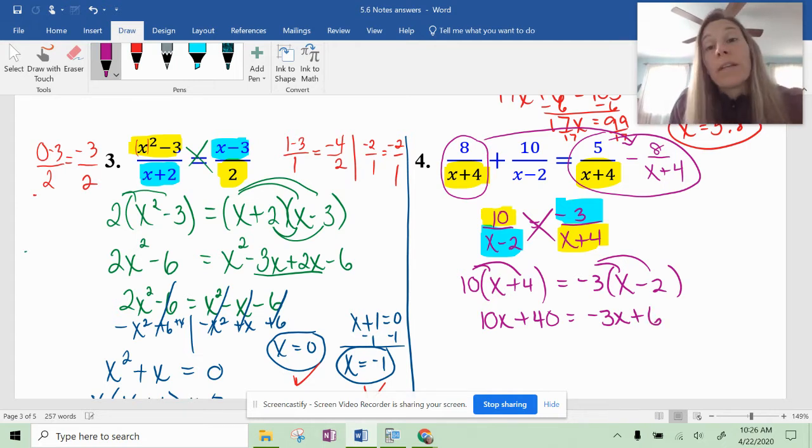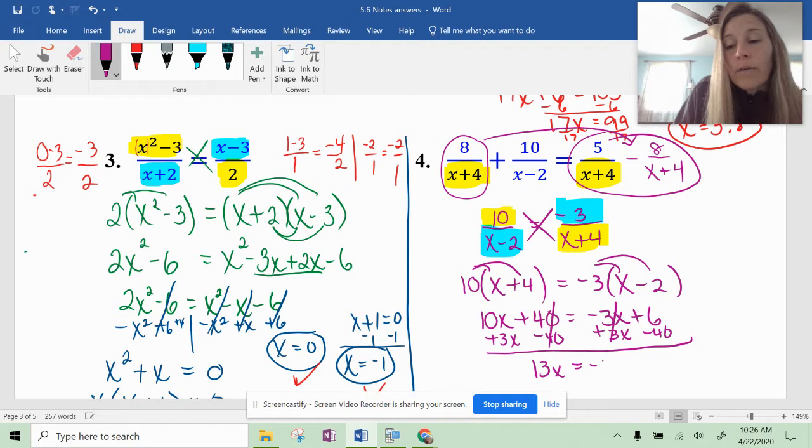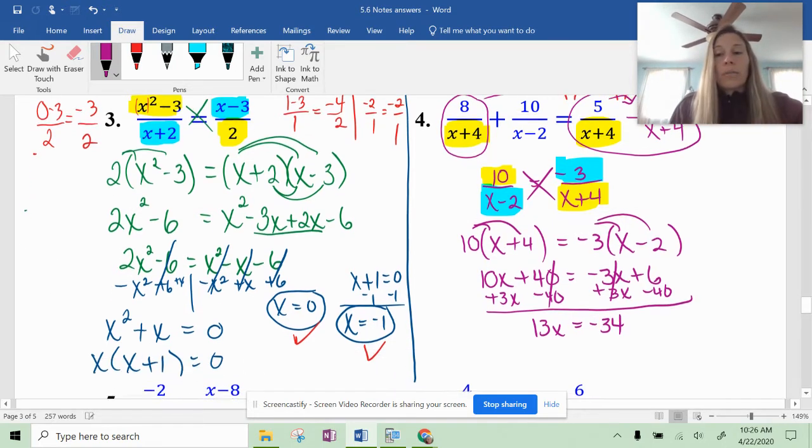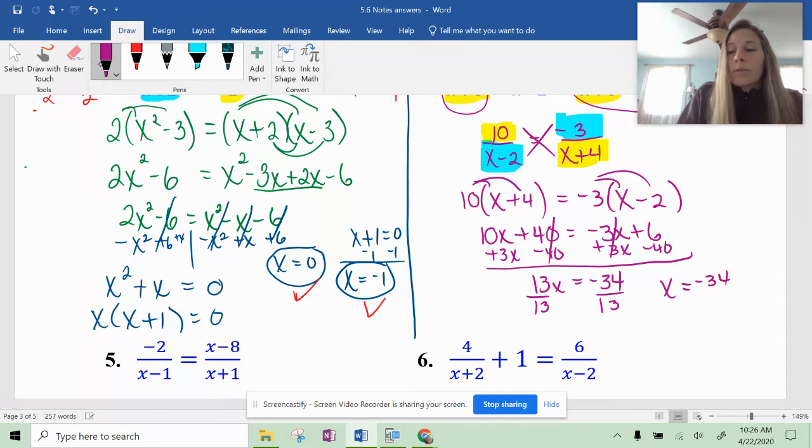So now since we don't have any x squares, we don't have to worry about doing anything quadratic here. We're just going to get all the x's alone on one side. So I'm going to bring my 3x over here. And I'm going to move my 40 to the opposite side using my inverse operations. So I get 13x equals negative 34, right? And then I'm going to divide by 13. And this gives me some kind of crazy answer, a weird fraction here, negative 34 over 13.